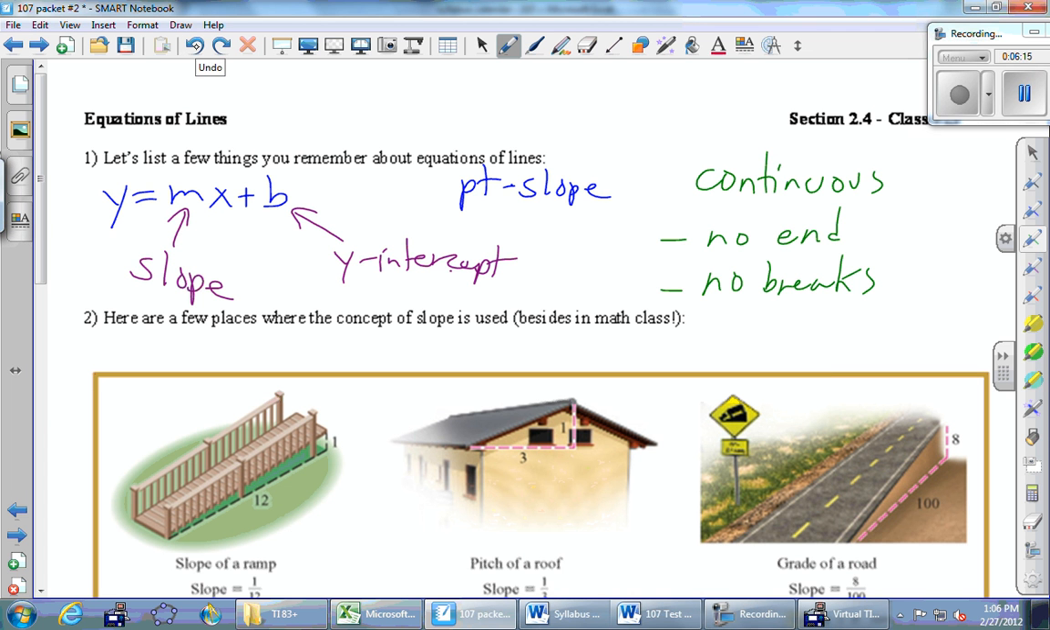Okay, so we will see some stuff about parallel and perpendicular. Okay, so I think this is a good list of stuff about lines that maybe some of us have seen before. We'll go to number 2, Megan.